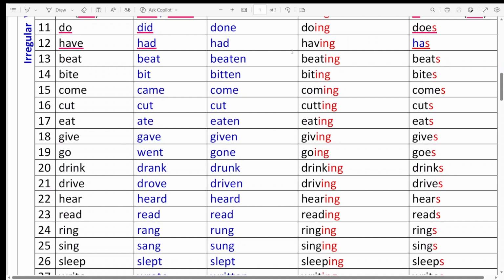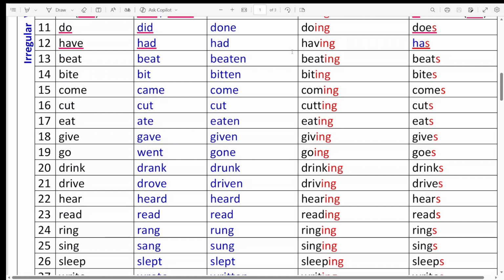16. Cut, cutting, cuts. 17. Eat, ate, eaten, eating, eats. 18. Give, gave, given, giving, gives. 19. Go, went, gone, going, goes. 20. Drink, drank, drunk, drinking, drinks. 21. Drive, drove, driven, driving, drives. 22. Hear, heard, hearing, hears.